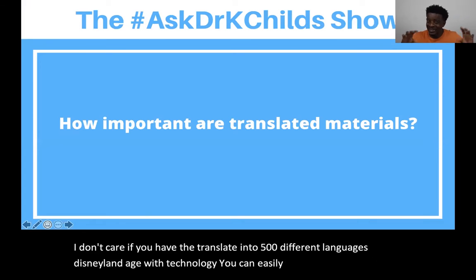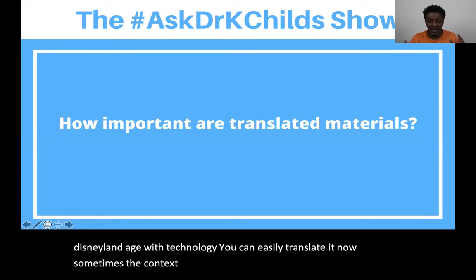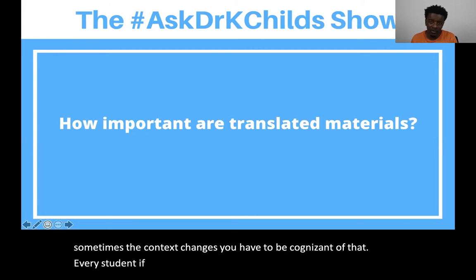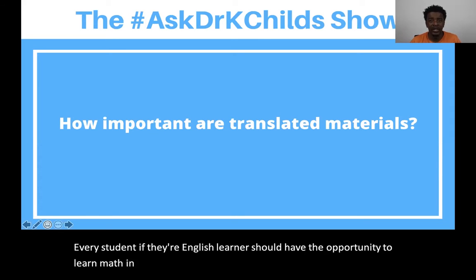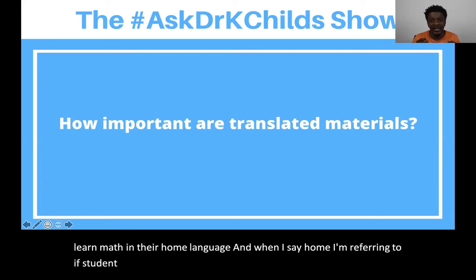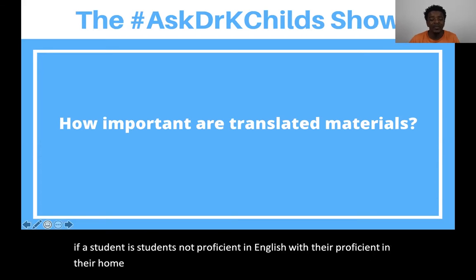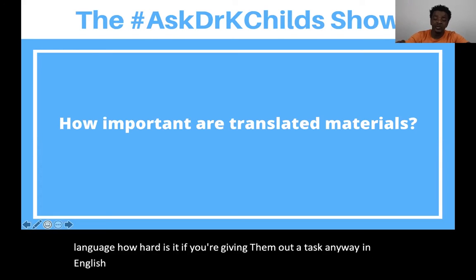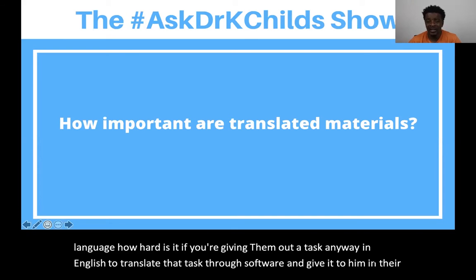Now, sometimes the context changes. You have to be cognizant of that. But every student, if they're an English learner, should have the opportunity to learn math in their home language. And when I say home, I'm referring to if a student is not proficient in English, but they're proficient in their home language, allow them to learn mathematics in their home language. How hard is it, if you're giving them a task anyway in English, to translate that task through software and give it to them in their home language? So now they have the English and the translated.